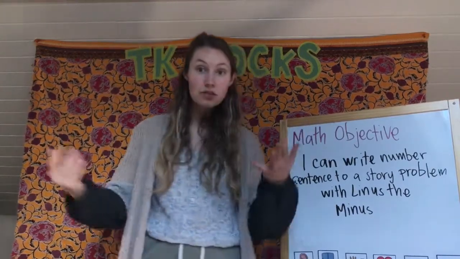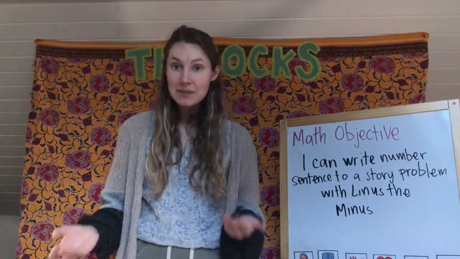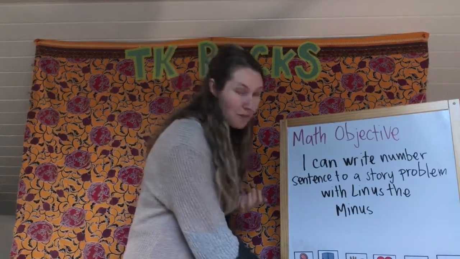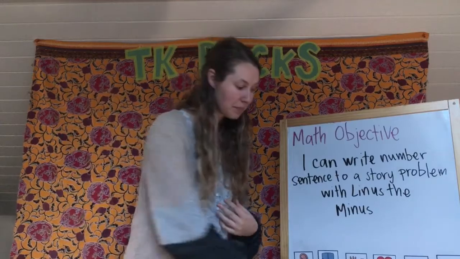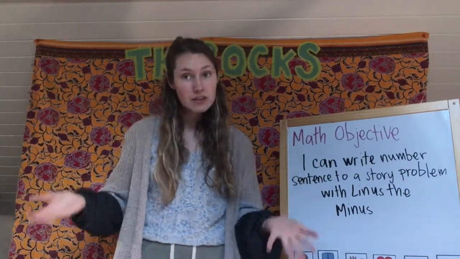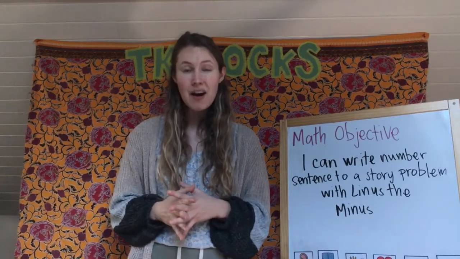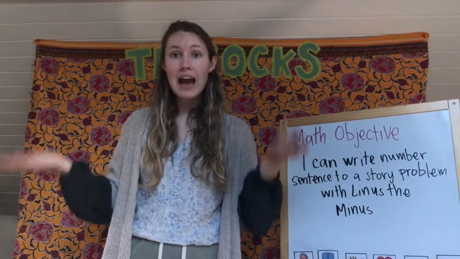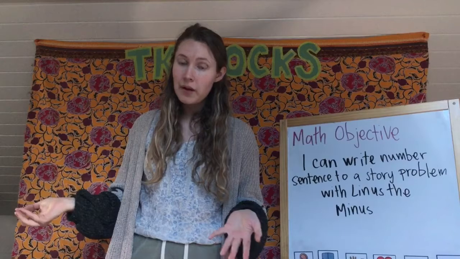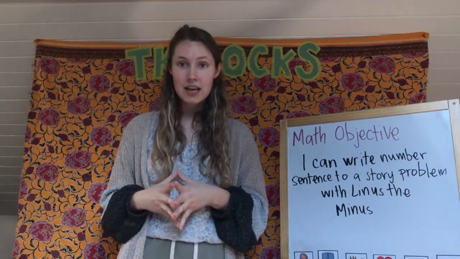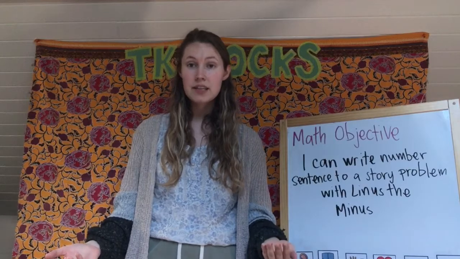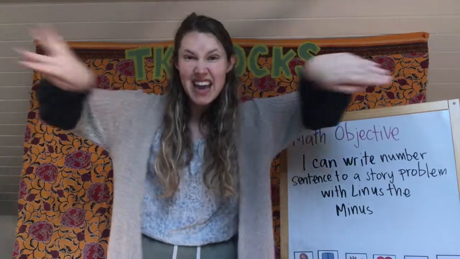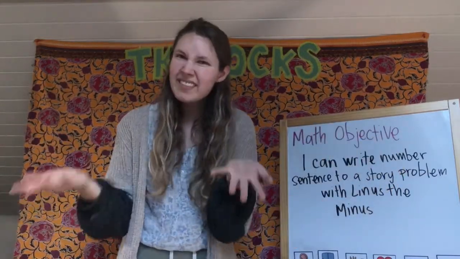So you guys have gotten so good at thinking about how Linus the Minus takes things away. Remember, when we hear take away, we know that Linus the Minus is involved. And to figure out the answer to our story problems today, we're going to think about after he takes things away, what do we have left? How many do we have left? So those are the how many questions that our story problems are going to be answering today. Just like when we talked about Gus the Plus, we thought about how many we had all together when we brought things together. Now we're taking them away and we want to think, what's left?